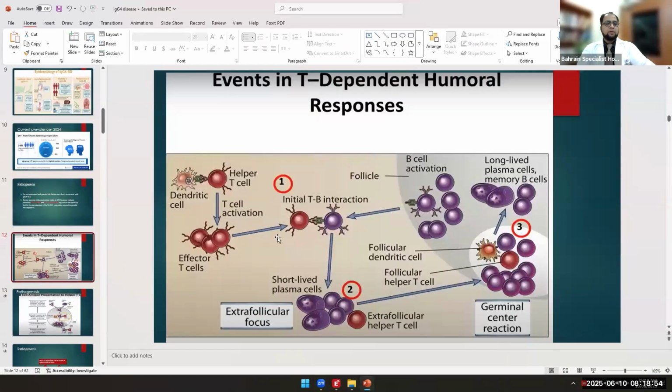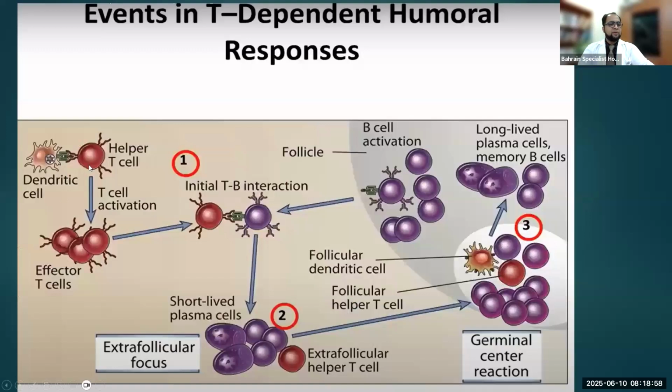So as we have seen in the parafollicular areas, what is happening? T helper cells, once they are presented by the antigen presenting cells, get activated and cause initial B cell interaction, and then plasma cells are proliferating. And once these plasma cells and the B cells are proliferating, they enter the germinal center.